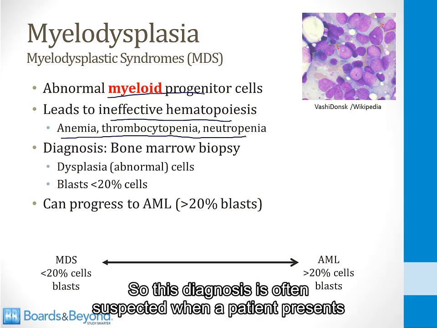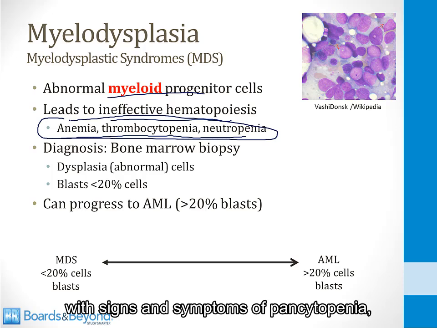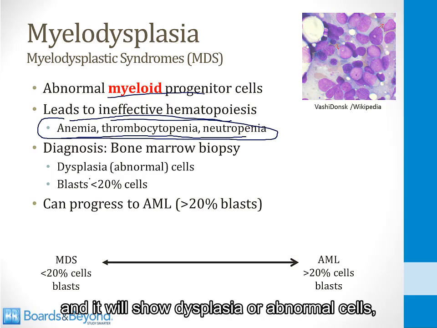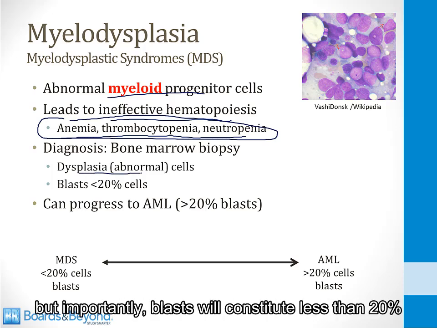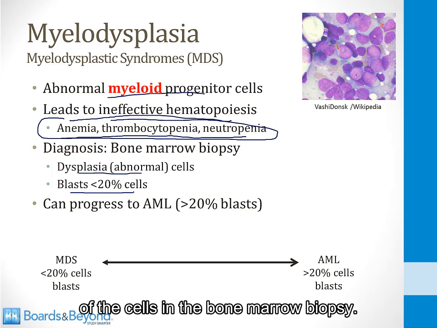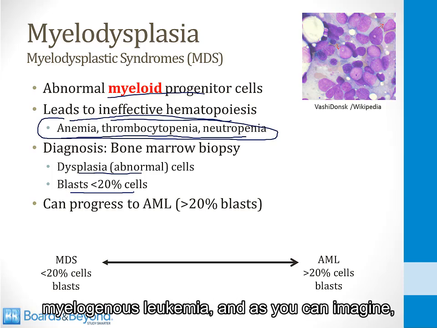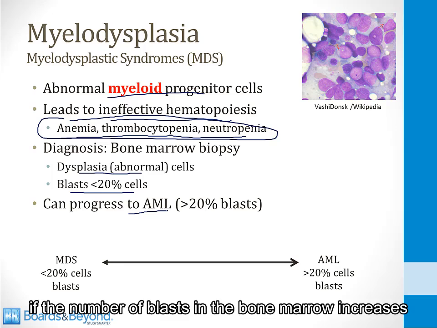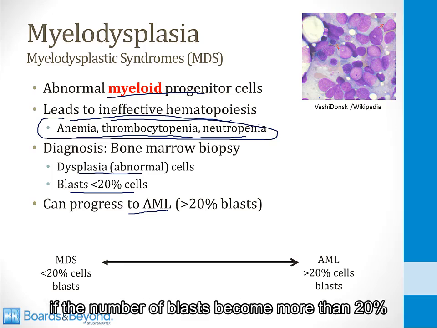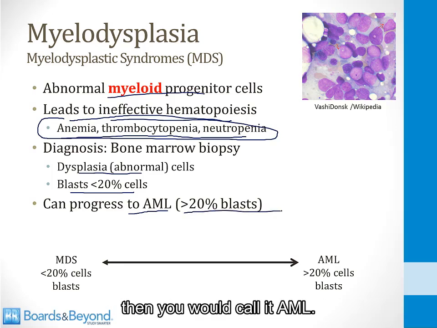So this diagnosis is often suspected when a patient presents with signs and symptoms of pancytopenia. A bone marrow biopsy is done, and it will show dysplasia or abnormal cells, but importantly, blasts will constitute less than 20% of the cells in the bone marrow biopsy. If you find more than 20% blasts, then you call it an acute myelogenous leukemia. And as you can imagine, this can easily progress to AML if the number of blasts in the bone marrow increases. If the number of blasts become more than 20%, then you would call it AML.